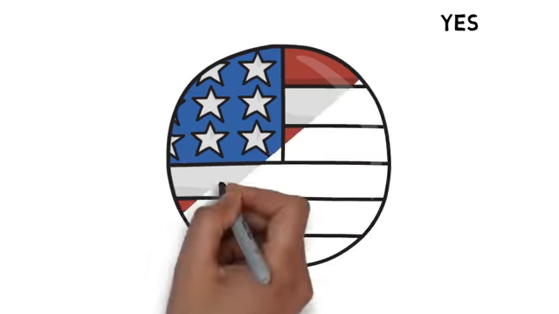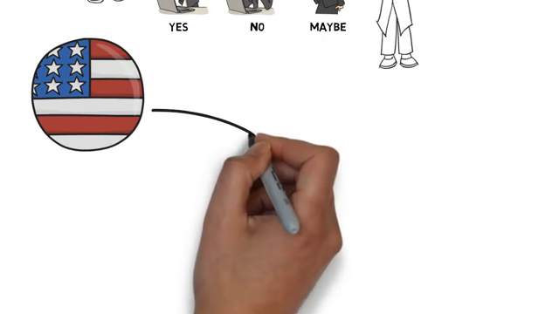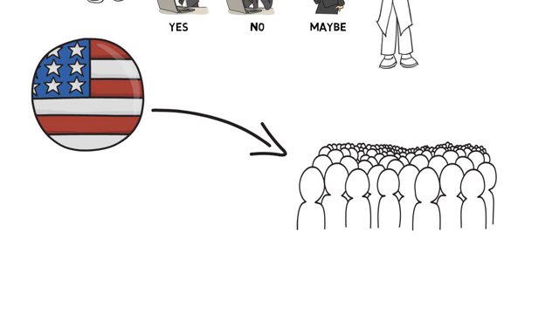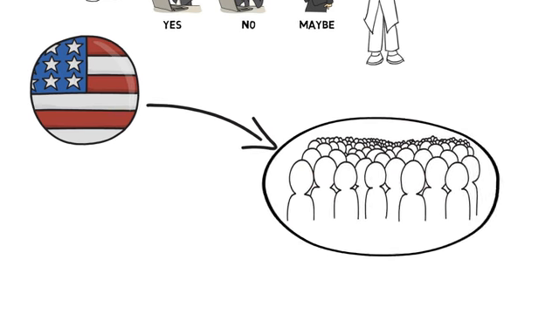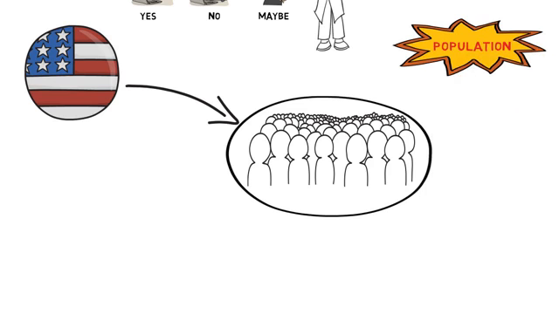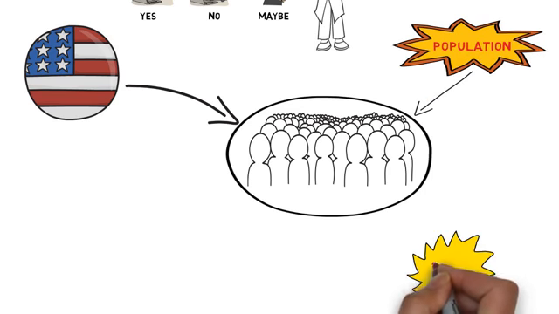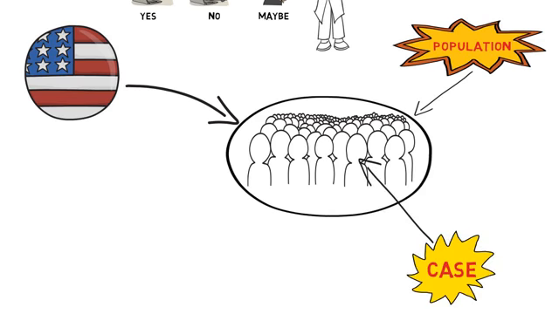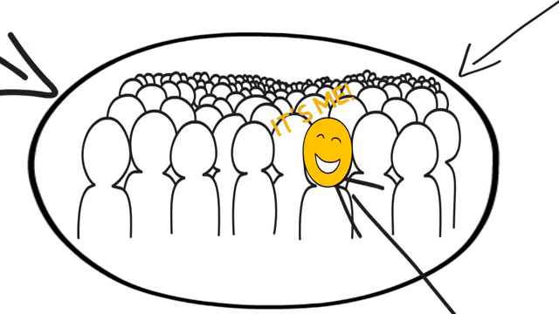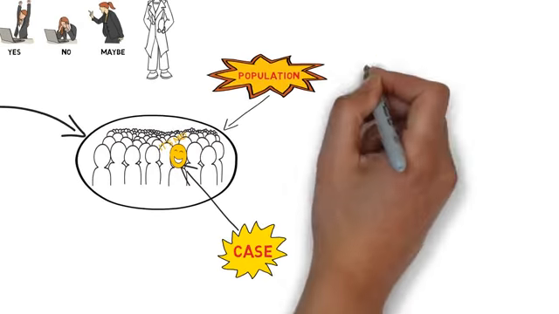Let's say we're doing a study of Americans. America is made up of a series of individuals, about 350 million of them. All 350 million Americans make up what we call the population, that is, the group of people we're interested in studying. Each of the 350 million individuals within that population is called a case. It's one person within the population.